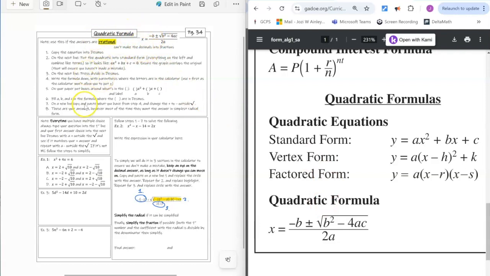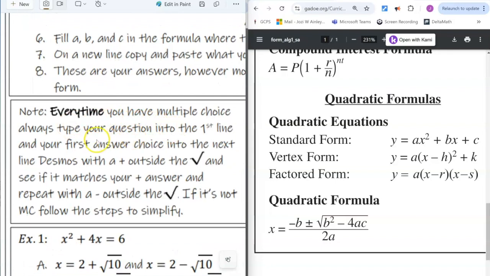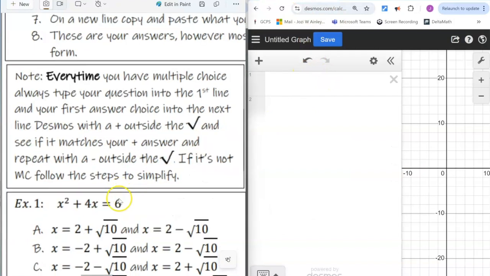All right, so before I start with all the steps on how to do the quadratic formula, I do want to point out something again. Note that every time you have multiple choice, you're always going to type the question in the first line and your answer choices into the next line in Desmos with a plus outside the radical. Those are a lot of steps to remember, so let's actually do it. All right, so we're going to look at an example.